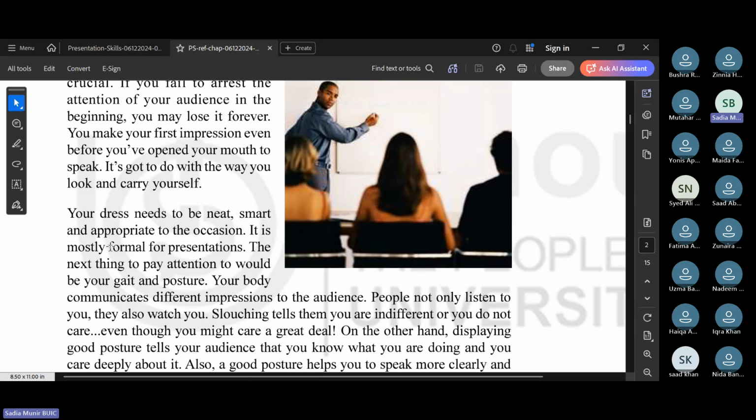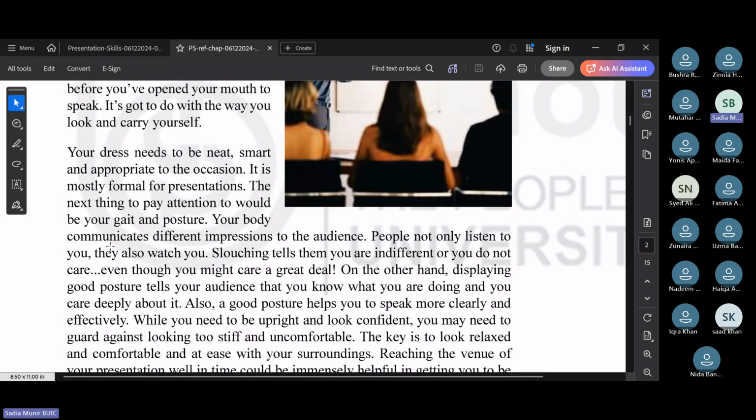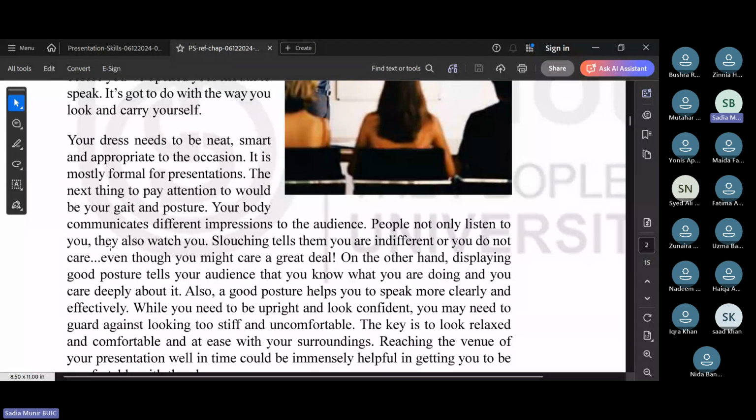Your dress needs to be neat, smart, and appropriate to the occasion. It is mostly formal for presentation. The next thing to pay attention to would be your gait and your posture, your body language. So your body communicates different impressions to the audience. People not only listen to you, they also watch you.